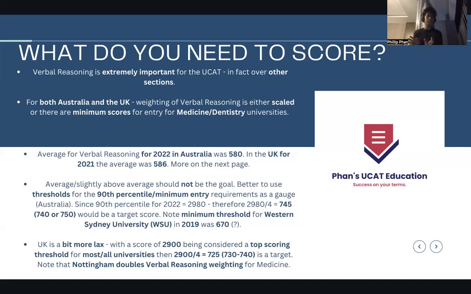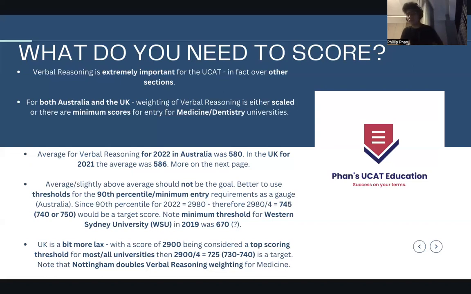Now let's talk about the UK. It's a little bit more lax. So actually, you don't even need to get 2900. It's more like 2600, 2700, which I've seen is kind of the average for UK entry. But I'm just looking at the top score possible, just to give you guys a general working range. And with that being 2900, you need to get 730 and 740 as a general target.